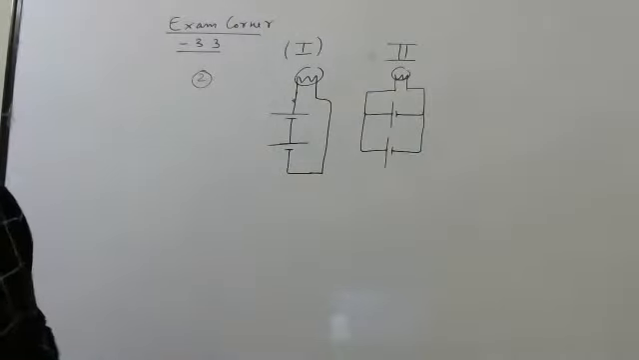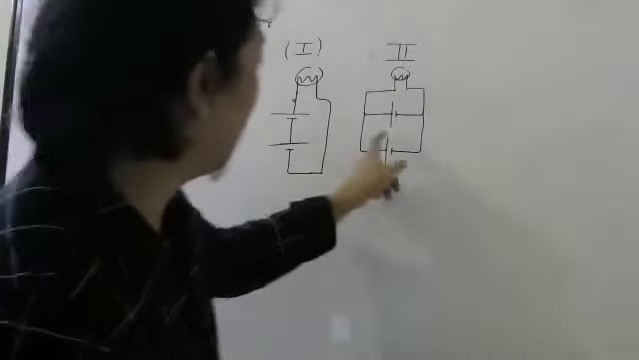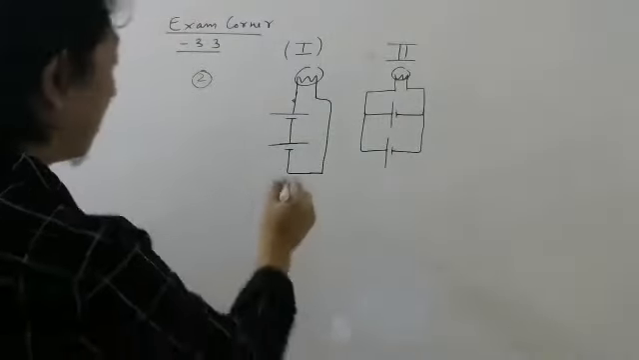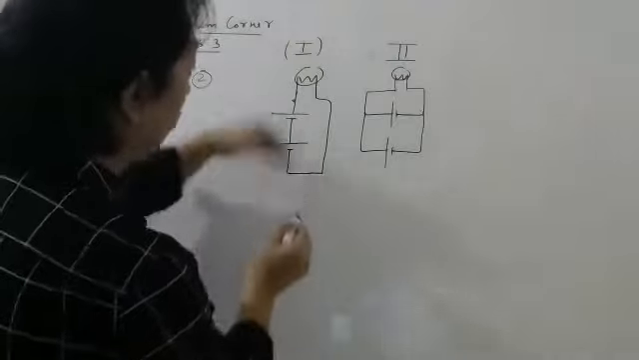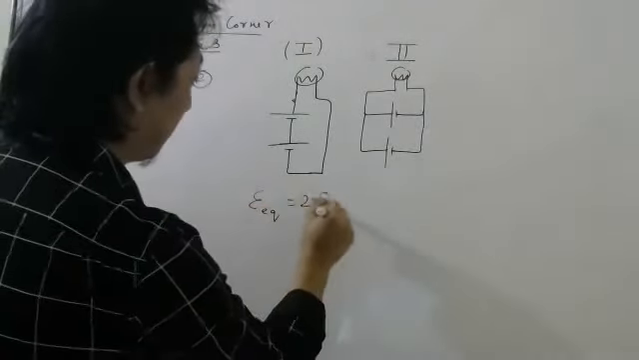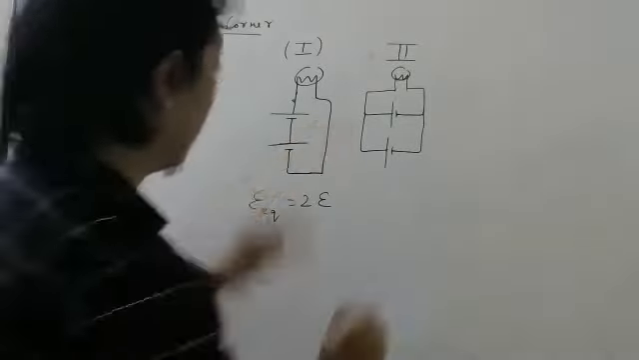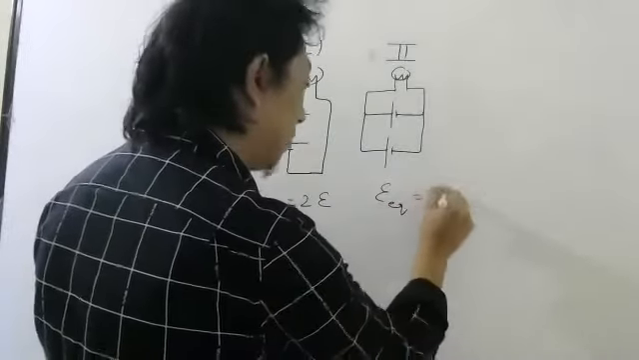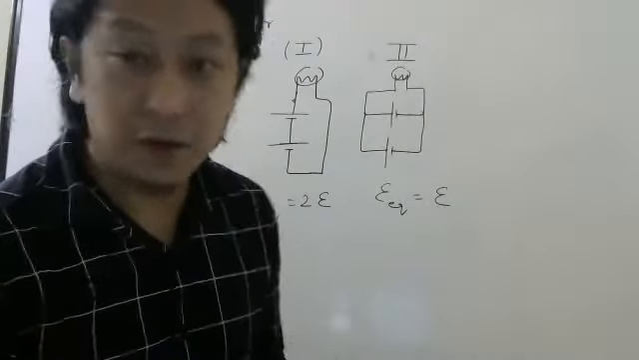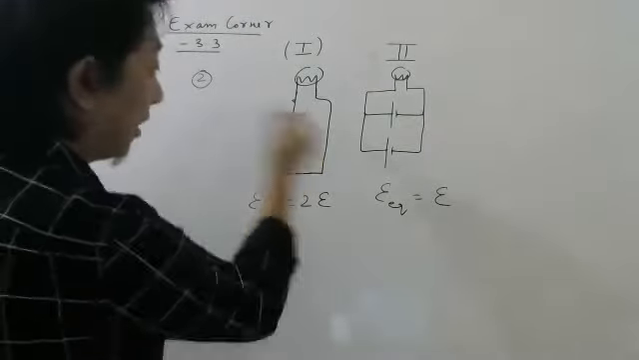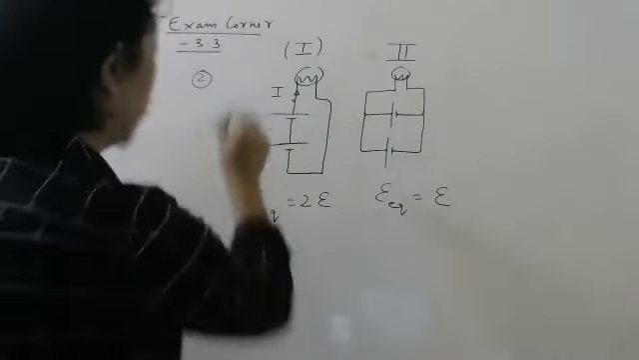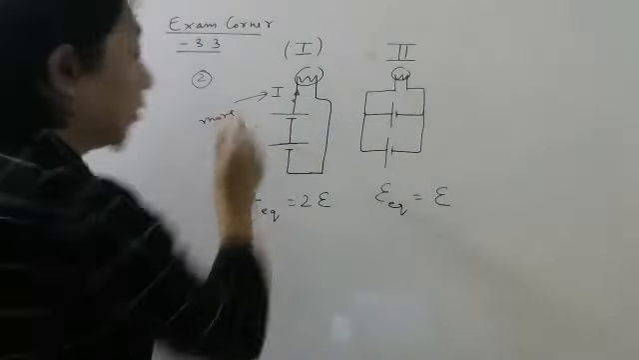So look here. They are asking what is the advantage of each one of them? Okay, so what do you think? The advantage of this is, see, total EMF will be how much? Here total EMF, equivalent EMF will be 2E because it is in series. Here total EMF will be only E because E and E in parallel will give you E only, right? Yes or no? So since here you have more EMF, more current will go to the bulb. Since more current will go to the bulb, it will glow brighter.